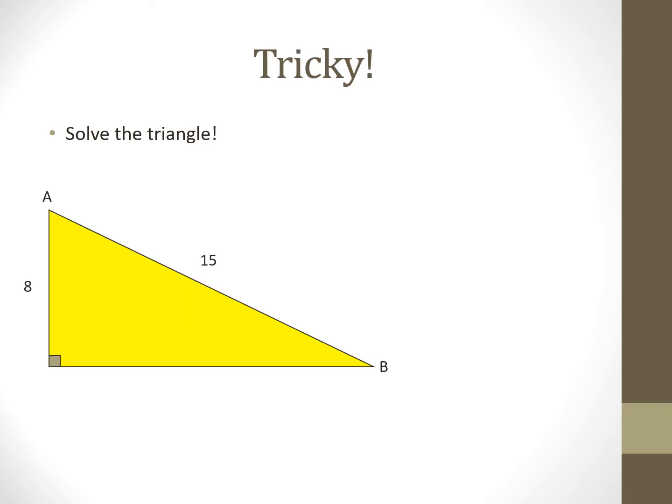Let's do just one more example since this is review, so we don't have to do a lot of examples. Let's solve the triangle here. Notice there are a few things missing. We're missing this angle, we're missing this angle, and we're missing this side. So we have to go ahead and find all three of those. Let's go ahead and find the missing side first.